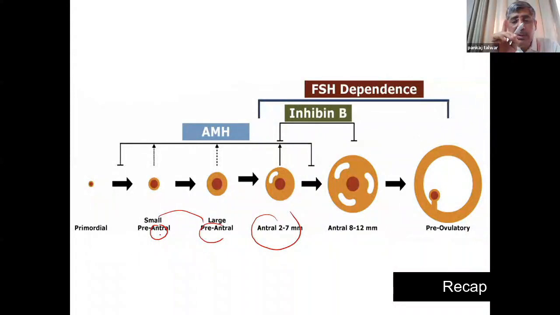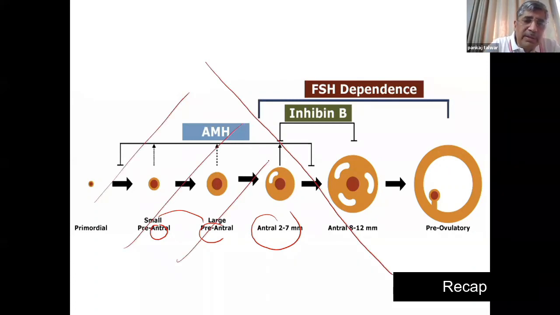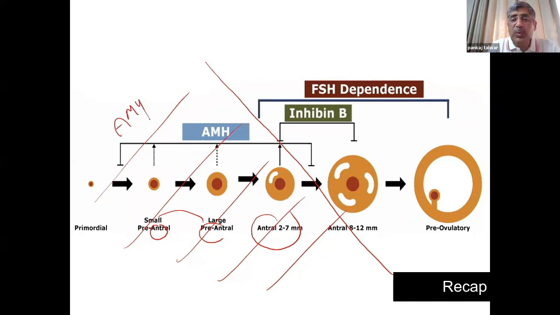Small and large antral follicles, this you have to remember. These are the follicles which are releasing AMH, and this is independent of FSH. Now when we go to Inhibin B, Inhibin B comes from antral follicles only, and this phase is also being controlled by FSH.